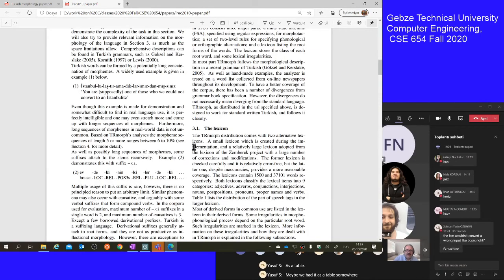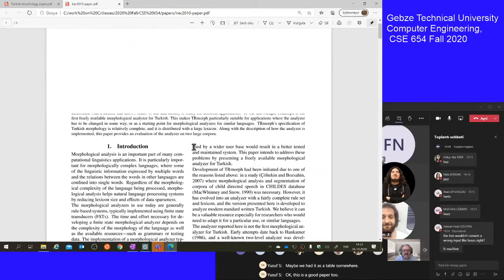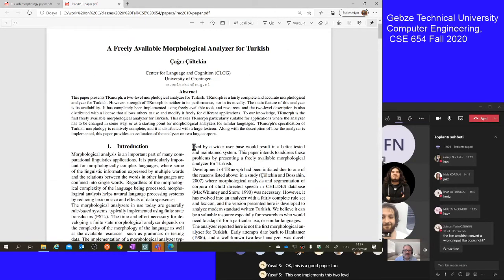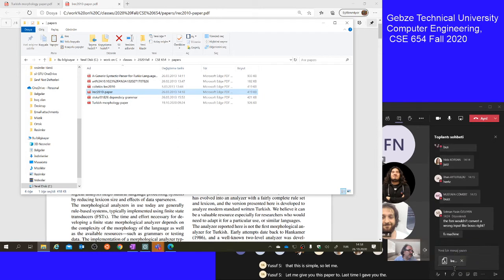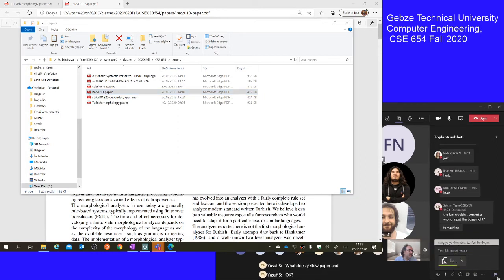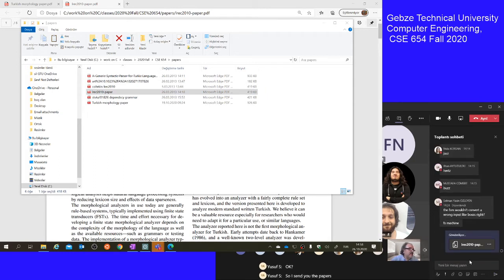Okay, this is a good paper too. This one implements this two-level hierarchy and it says that this is simple. So let me give you this paper too. Last time I gave you the original paper, and okay. So I send you the paper. Keep this paper.